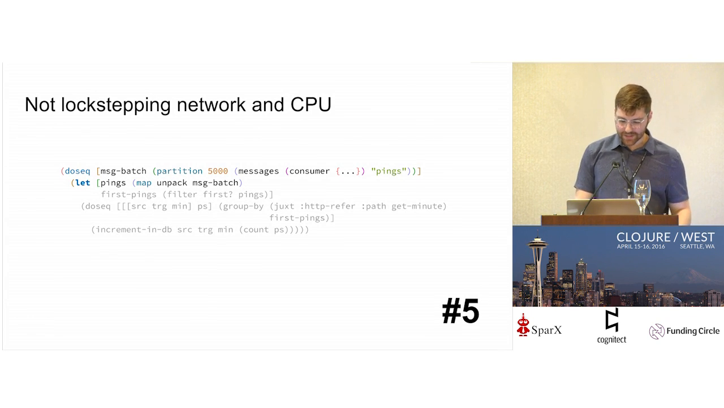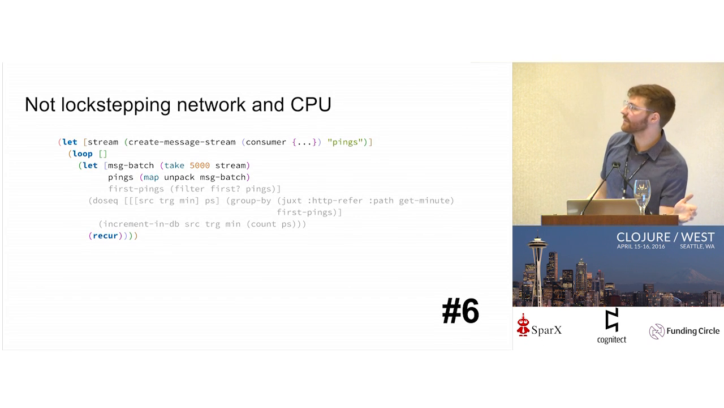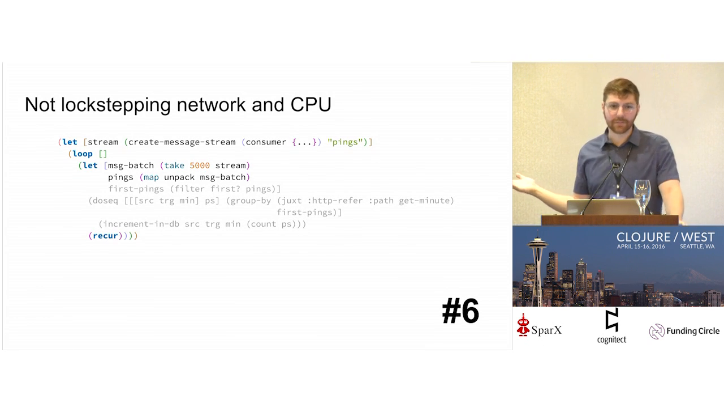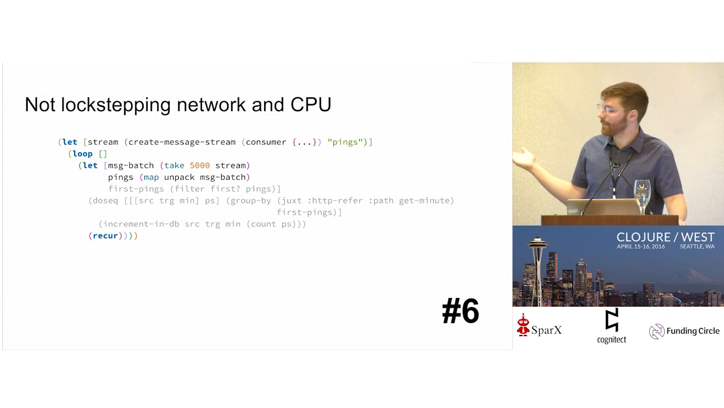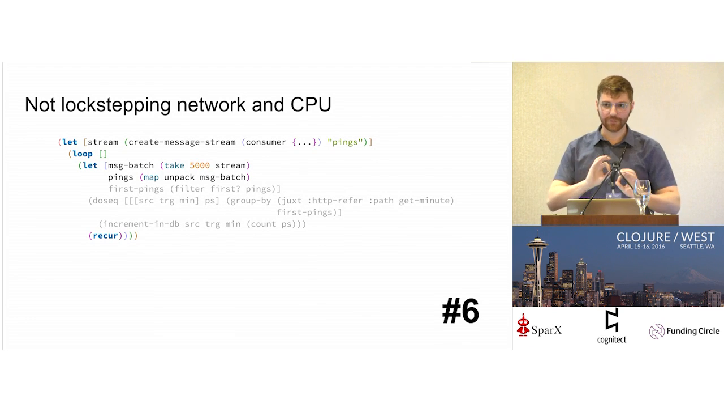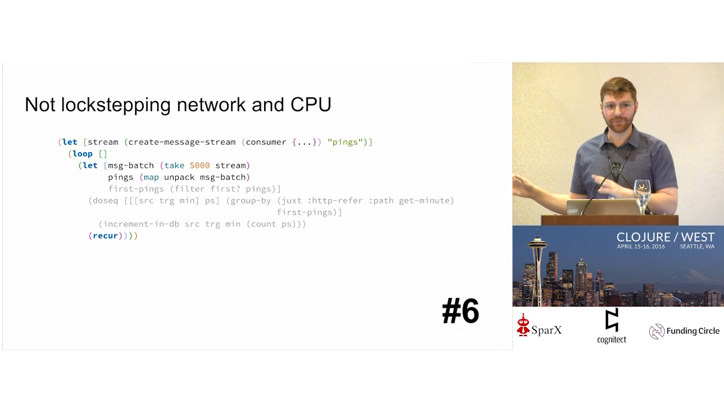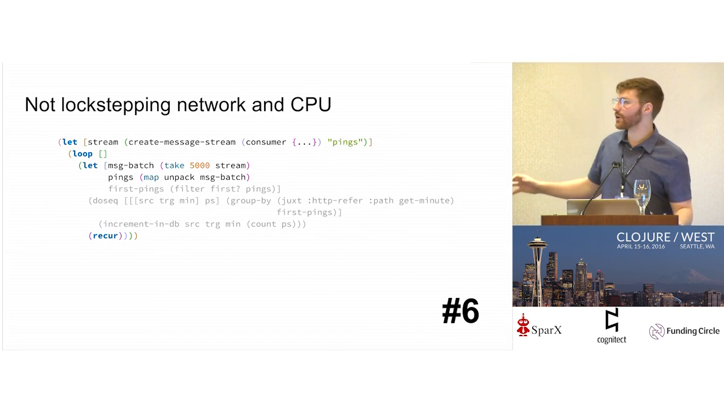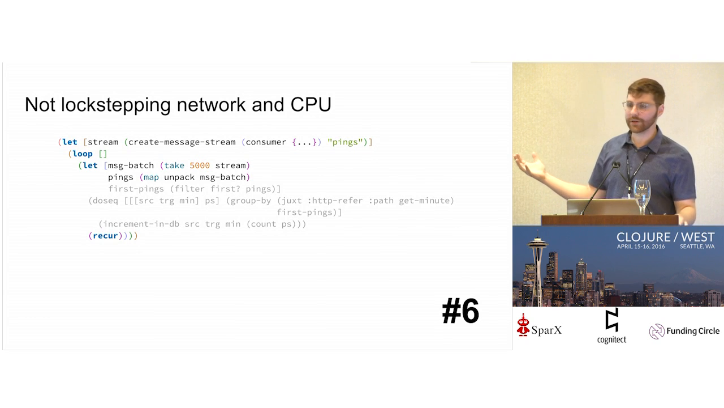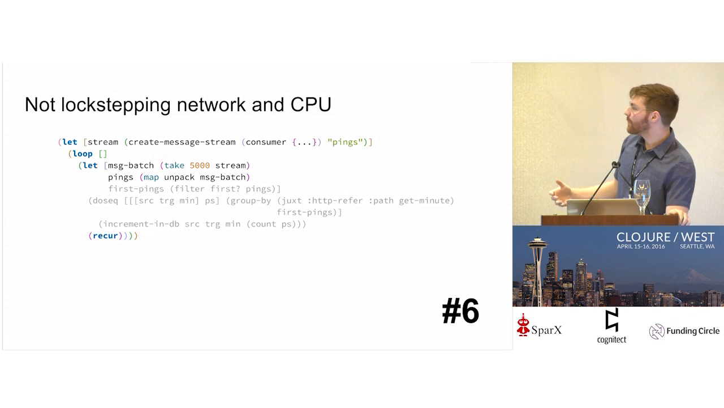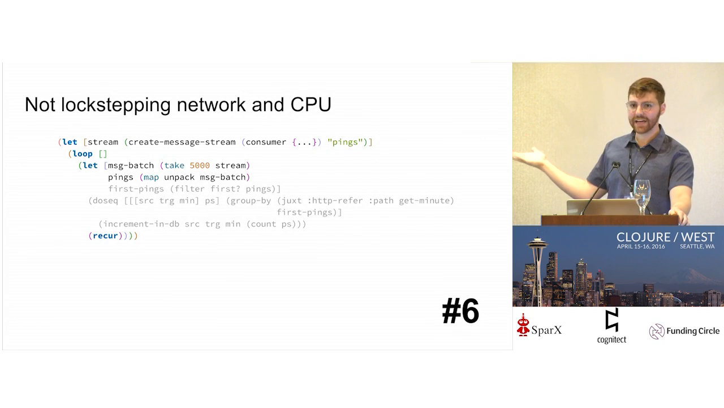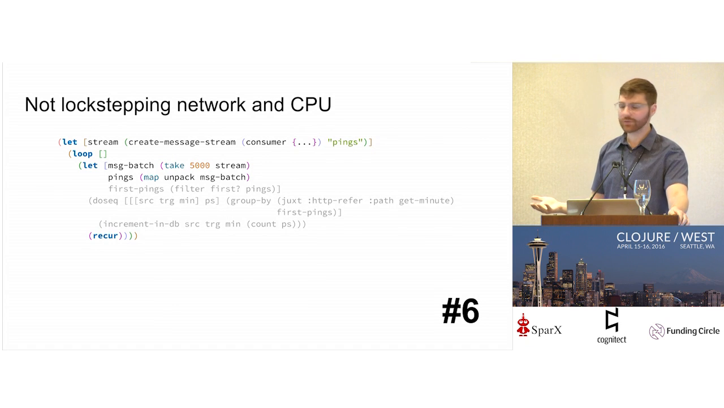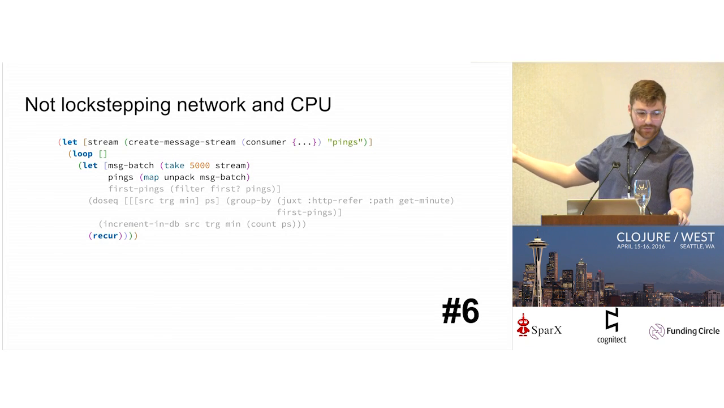And the way we can fix this doesn't look that crazy. Instead of using the messages function, we're going to use this create message stream function, which is a very, very, very light wrapper on top of the Java function that does the same thing. And it returns what the Java API usually works with, which is a KafkaStream object by itself. And that is exposed as a Java iterable. So because it's a Java iterable, we can just use take on it, and take will return a lazy sequence. And then we can start unpacking our pings.